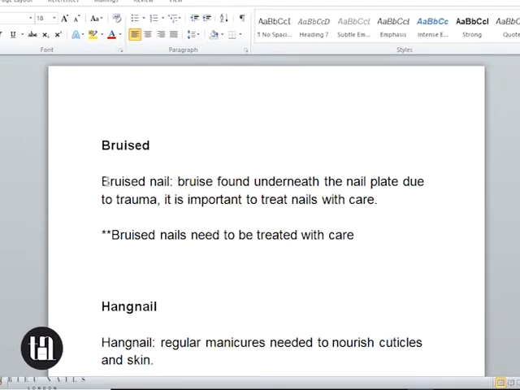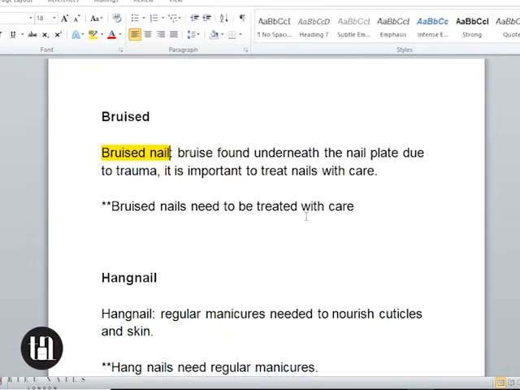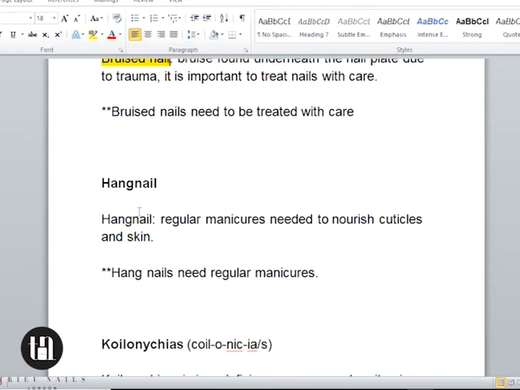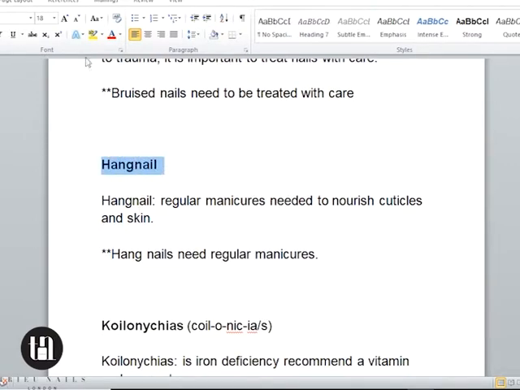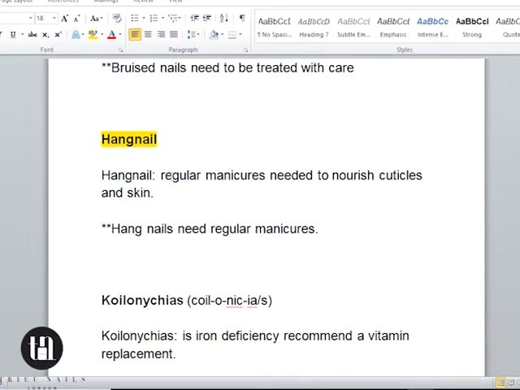Another nail disorder is bruised nails. So it's found underneath the nail plate due to trauma, and it's very important that you treat the client with care. The next disorder is hangnails. So usually this is small little skin just hanging off around the fingers or near the nail sides. You can usually use a cuticle nipper to sort this out. You'll suggest regular manicures to nourish the cuticles and skin.